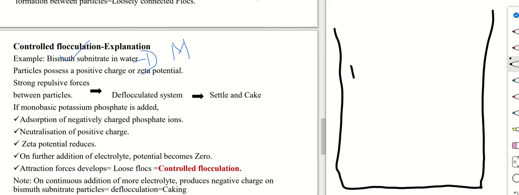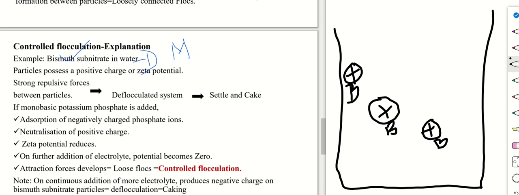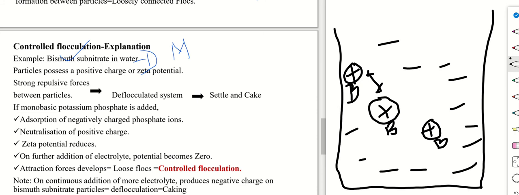Now let's consider the particles having positive charge. These bismuth particles are positively charged, and they have a higher zeta potential and experience strong repulsive forces. Now when we leave this as such in water, what is the fate of this bismuth subnitrate? Because of these repulsive forces, the particles will exist as individual entities, and they will undergo sedimentation and stick together to form a hard cake.